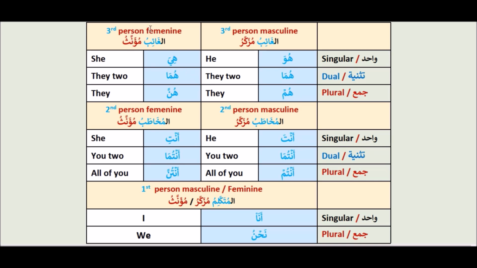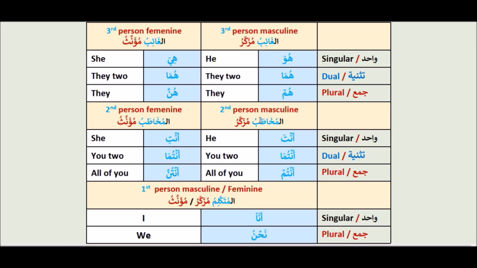Third person feminine, al-ghaibu muannas. Here, huma is common in both, and it will be translated accordingly when it is used in the sentence. Hiya, huma, hunna. She, they two feminine, they feminine.